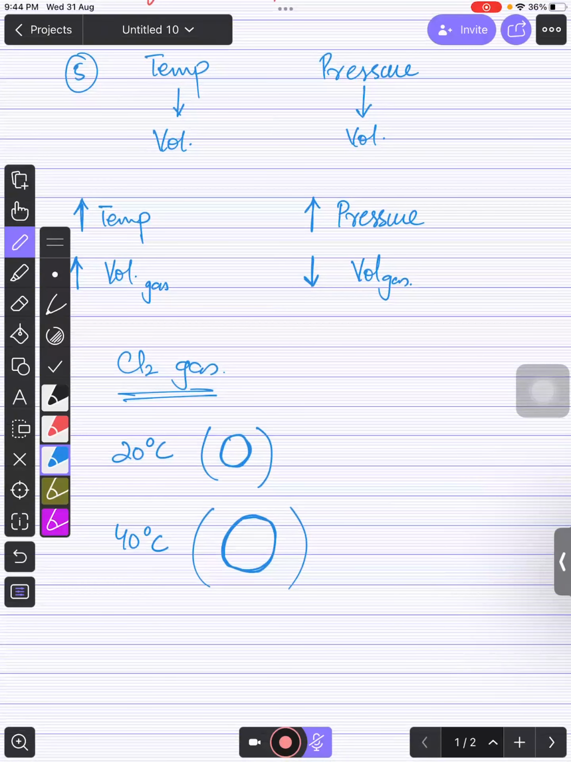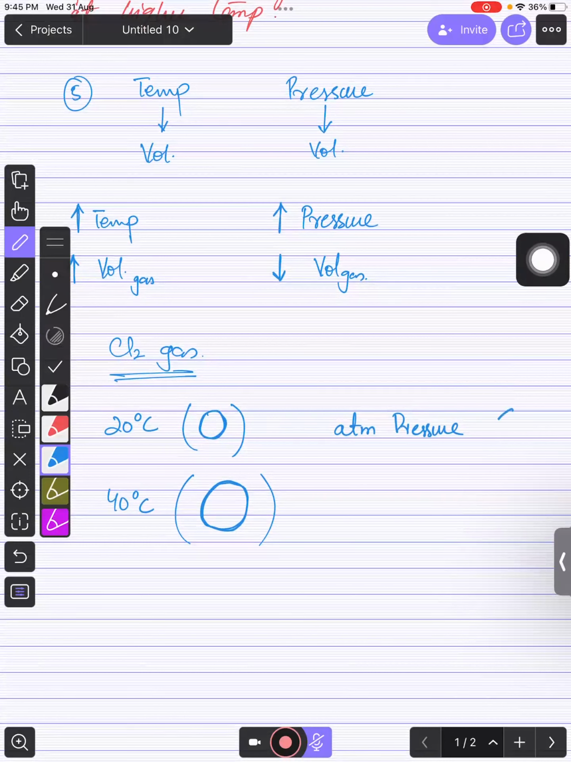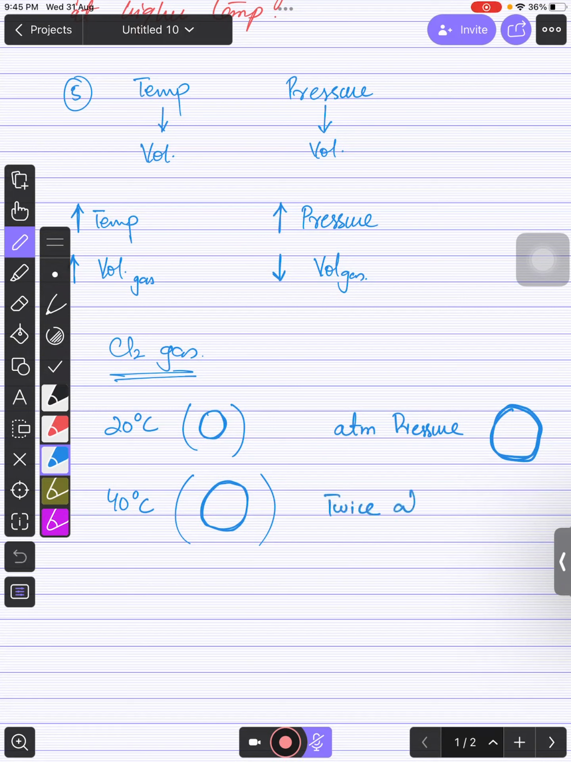For example, if you have atmospheric pressure, which is the normal pressure, right? So at atmospheric pressure, for example, the size of the balloon or any container having the gas is like this. If you twice the atmospheric pressure, if you are increasing the pressure, so the size is going to decrease, right? This is a thing that you need to understand. If you increase temperature, the space occupied by the gases is going to be increased, and if you increase pressure, so the space occupied by the gases will be decreased.